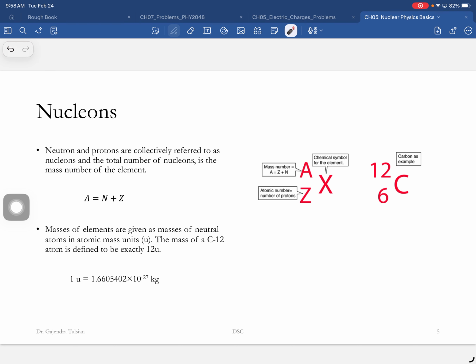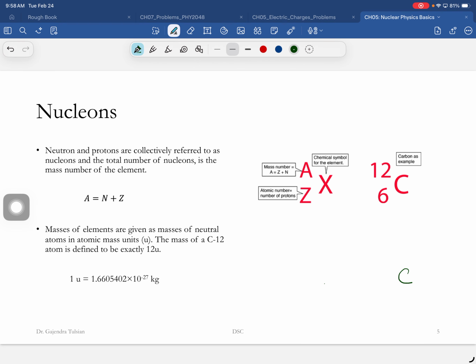So here is the element symbol. Here's an example. Carbon, that's the symbol for the element. 12 tells you the number of protons and neutrons, and this number tells you the protons. So here's carbon 12. Carbon 12 has 6 protons. All carbon has 6 protons. And this 12 tells you that it has 6 protons and 6 neutrons.